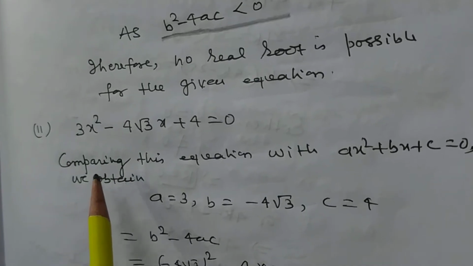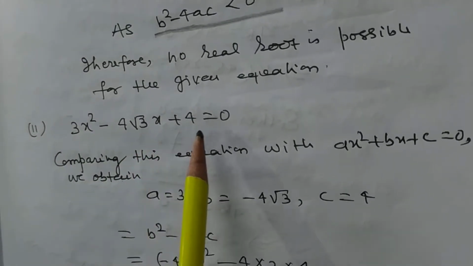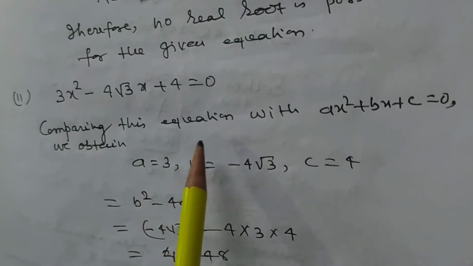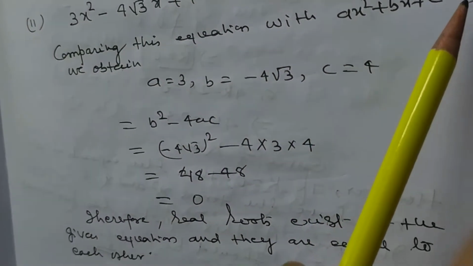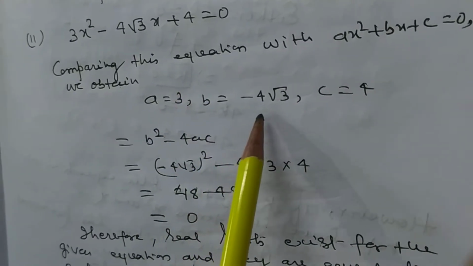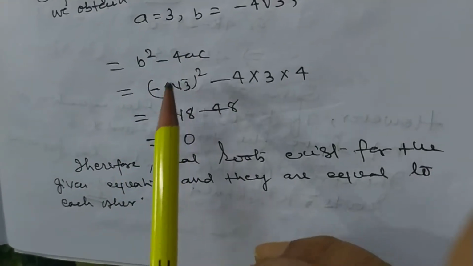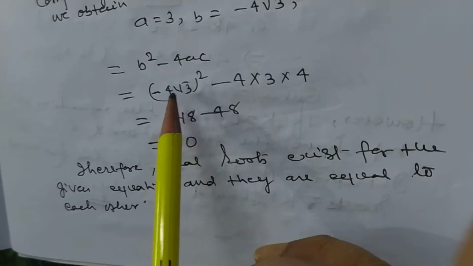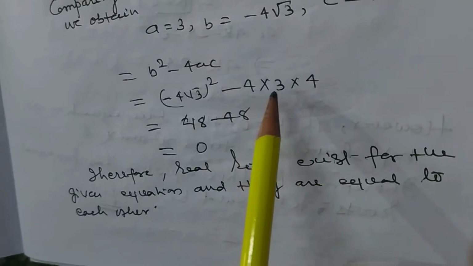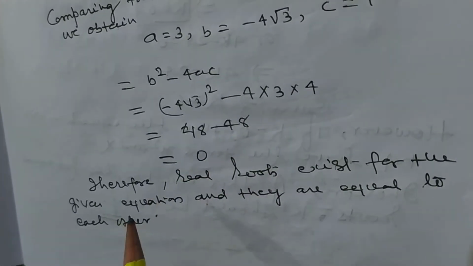Now, sub-problem number 2: 3x square minus 4 root 3 into x plus 4 is equal to 0. Comparing this equation with ax square plus bx plus c is equal to 0, we obtain a is equal to 3, b is equal to minus 4 root 3, c is equal to 4. So, it will be b square minus 4ac. It will be minus 4 root 3 whole square minus 4 into 3 into 4, and it will be 48 minus 48 is equal to 0.